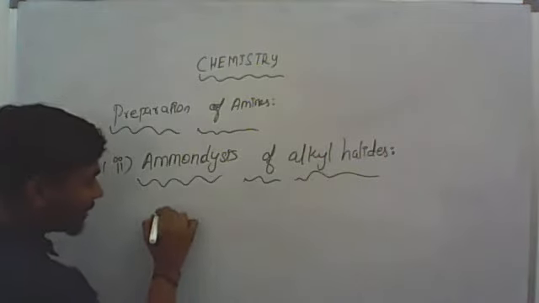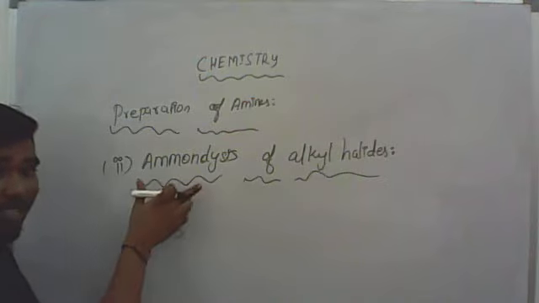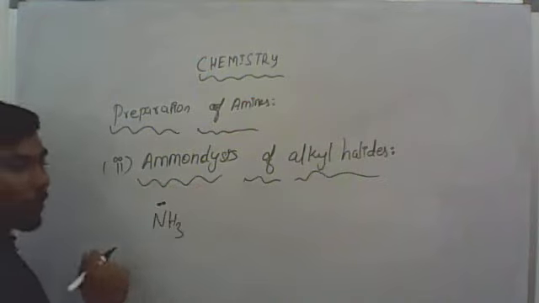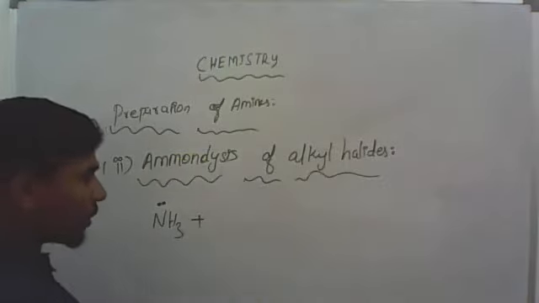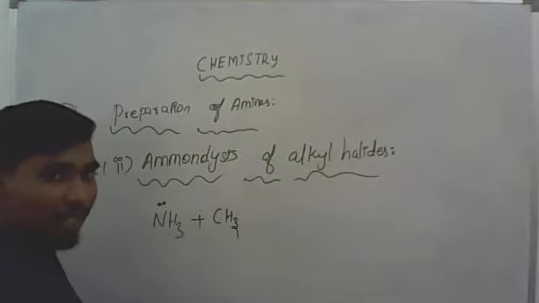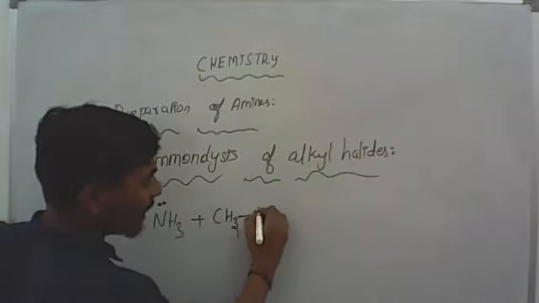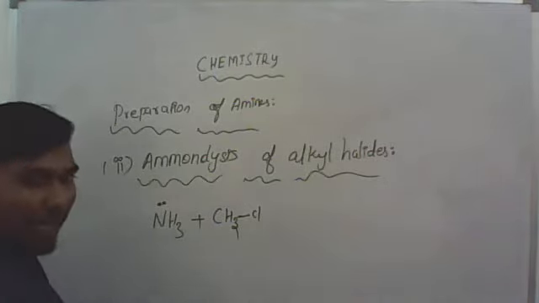Take a reactant, ammonia. Because it is an ammonolysis reaction, we have to add ammonia. Ammonia reacts with an alkyl halide, and we can take any one. Here I am taking the methyl group, CH3, and for the halide we take Cl. It is chloromethane. So this is an example of an alkyl halide.